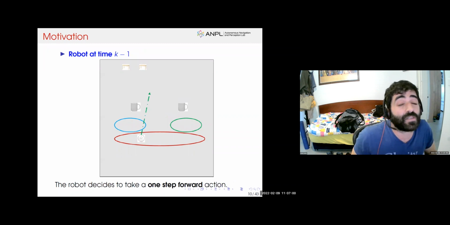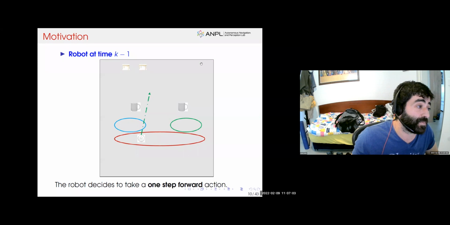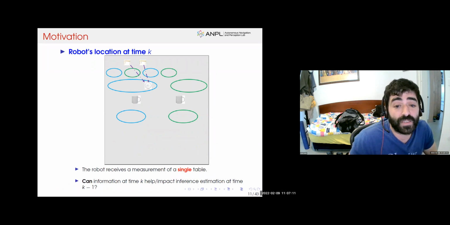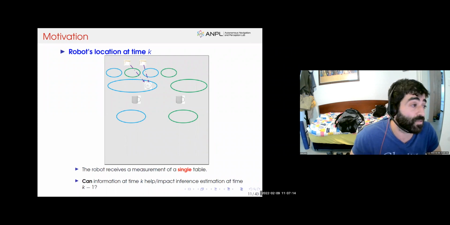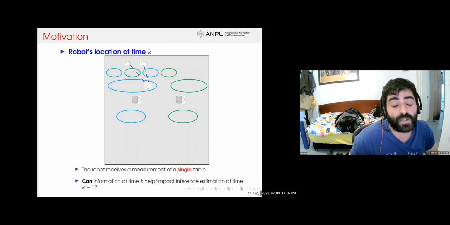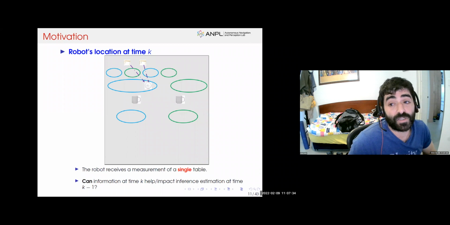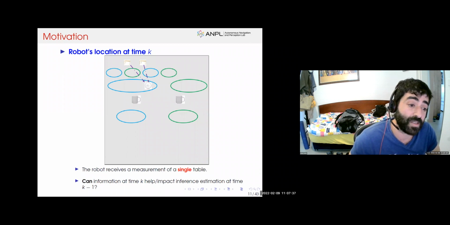Time k minus 1 again, the robot takes another action. Now at time k, the robot gets a measurement of a single table, but again, it can't do the correct correlation knowing which one of these two tables is the correct one. Therefore, each of the two hypotheses split again into two hypotheses. So in general, our full belief is built from four hypotheses which live in parallel to one another. The question we are trying to address actually is here: does this gathered information we obtained at time k have any effect on our ability to distinguish between the two hypotheses we had at time k minus 1? Can this make our perception at that time more robust than it is?